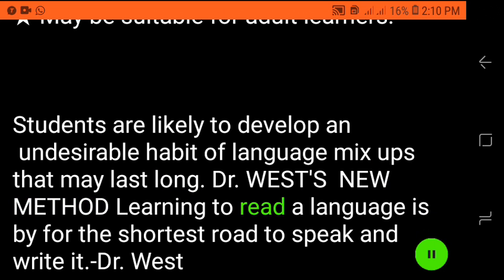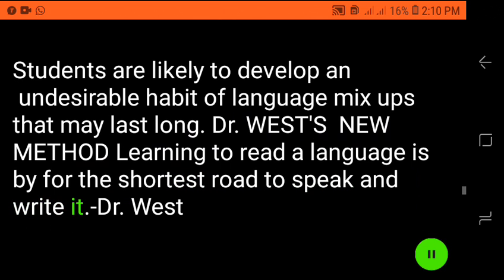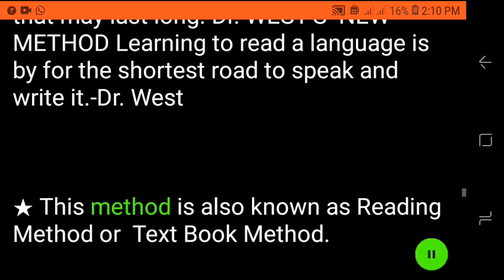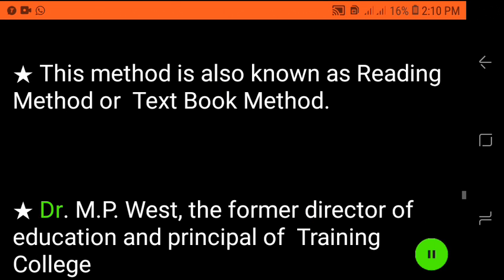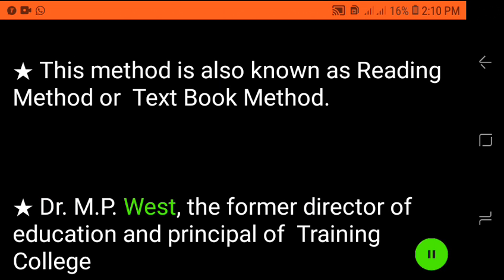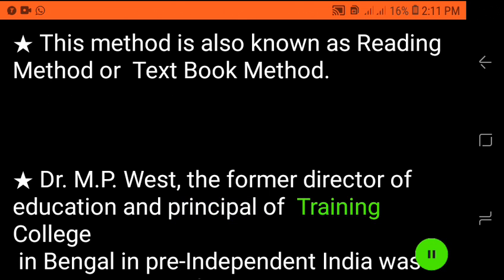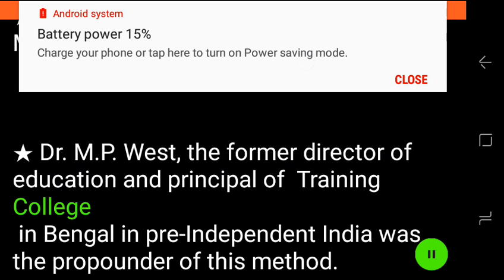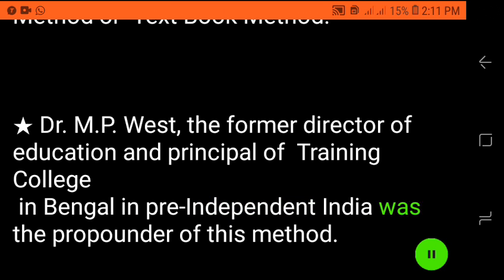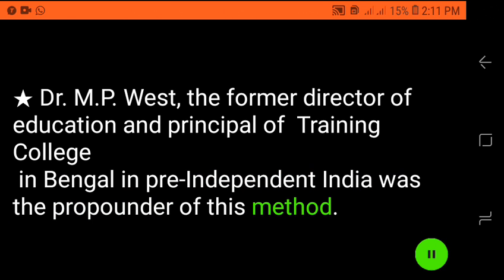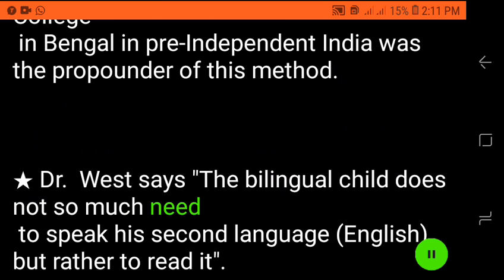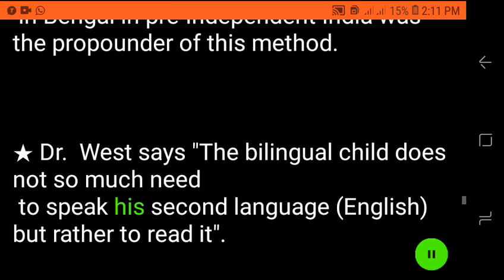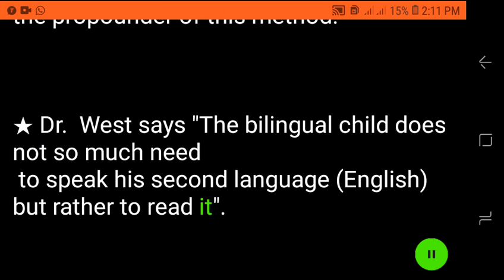D.R. West's new method: learning to read a language is by far the shortest road to speak and write it. This method is also known as reading method or textbook method. M.P. West, the former Director of Education and Principal of Training College in Bengal in pre-independent India, was the propounder of this method. He says the bilingual child does not so much need to speak his second language, English, but rather to read it.